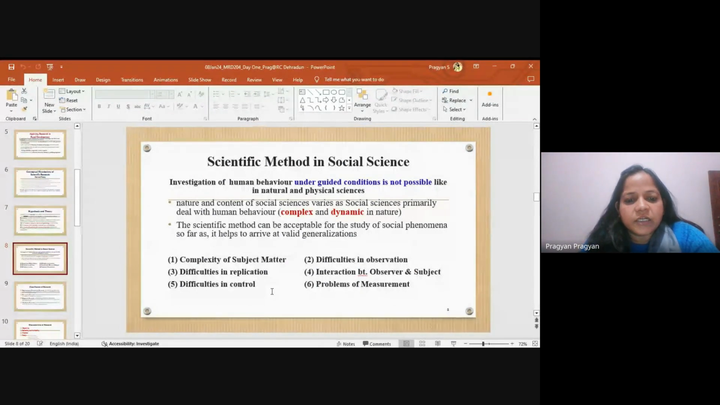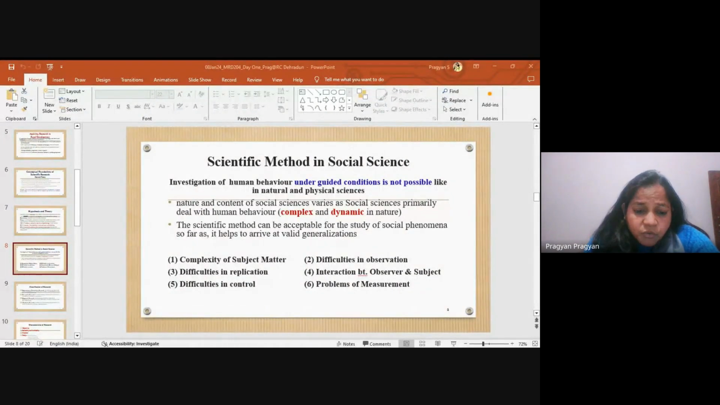Fifth is difficulties in control, that I have discussed in general, because you can't control all those factors that are basically beyond your control. And the sixth is problems of measurement. We will be in a better position to discuss this sixth point in later presentations, because then we are going to discuss those statistical tools in detail. So these are certain problems, basically hurdles in applying scientific methods in social research.